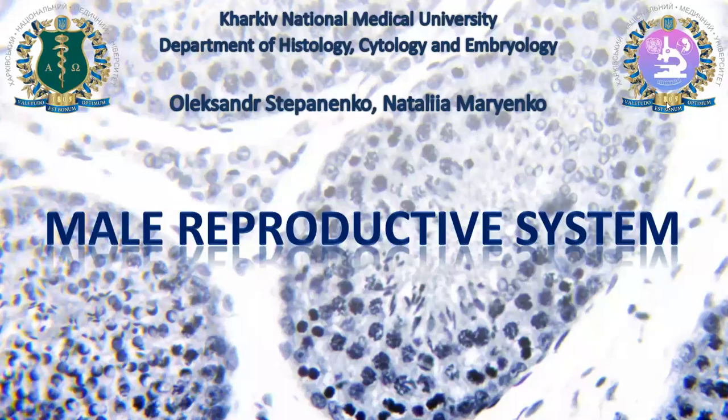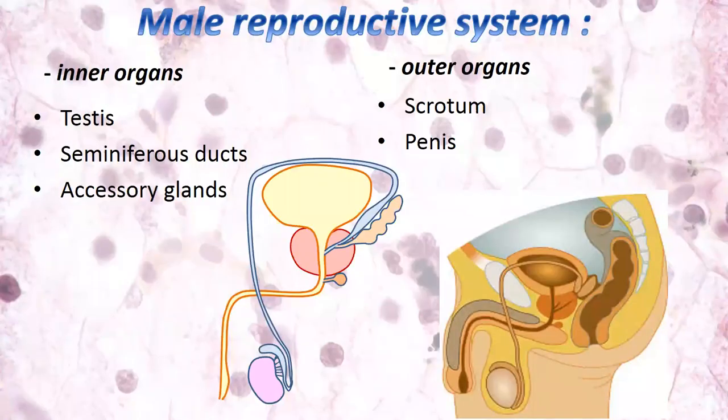Dear students, today we will talk about the histology of the organs of the male reproductive system. The male reproductive system includes two groups of organs: inner and outer organs. Inner organs include the testes. The testis is the main reproductive gland.